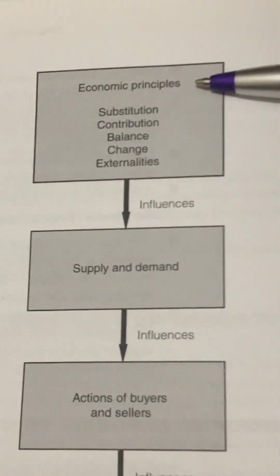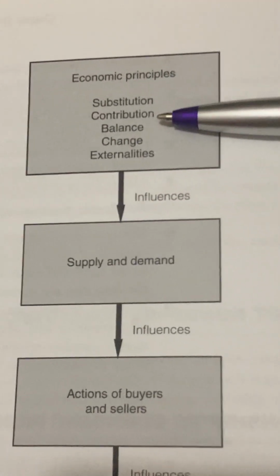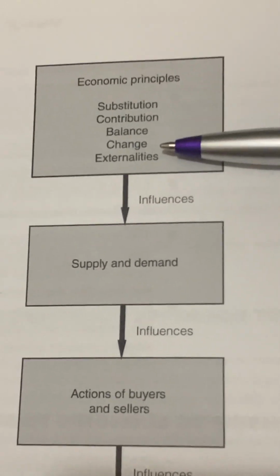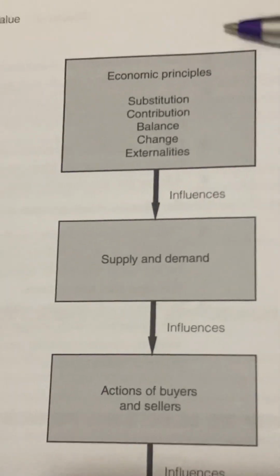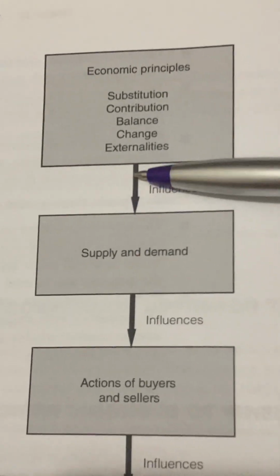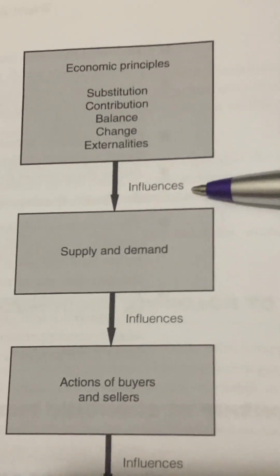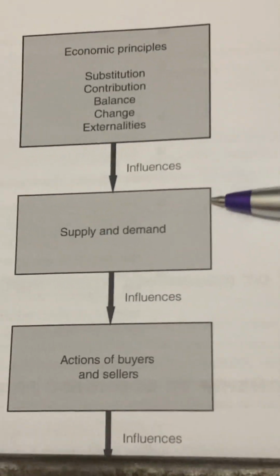Economic principles, substitution, contribution, balance, change, and externalities are in the economic principles box. The arrow underneath economic principles says influences, the next box.